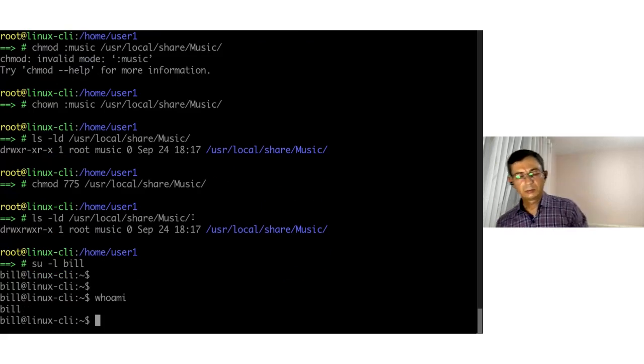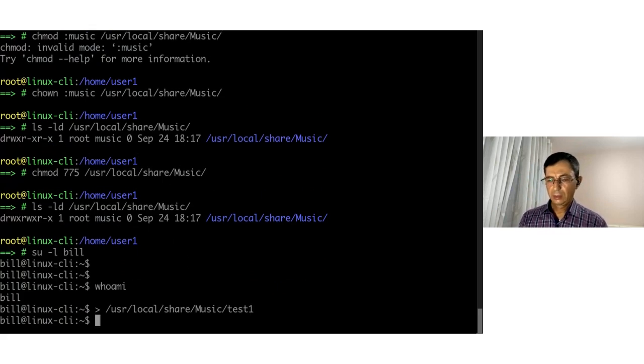And now as user Bill, I will create a new file in this directory. So this is for creating a new file, /usr/local/share/music, and I'm calling it test1. Now let me check the permissions of the new file.